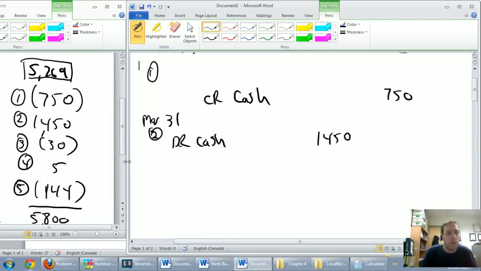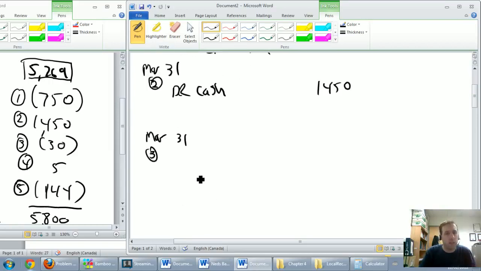Journal entry number 3, also on March 31st. I'll leave room for the rest of journal entry 2, I hope. Journal entry 3, my cash is going down by $30. Let's credit cash by $30. So I credit cash $30.